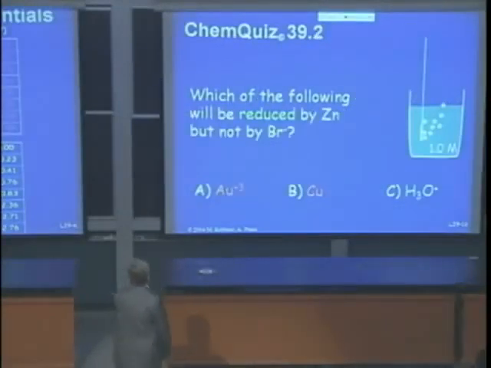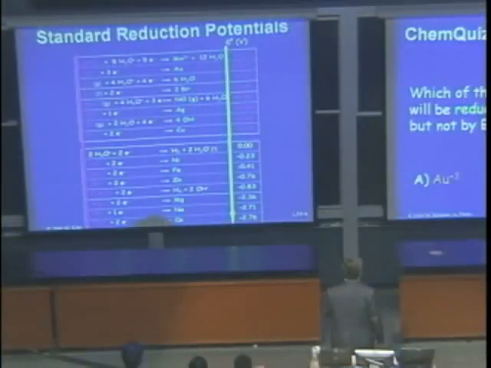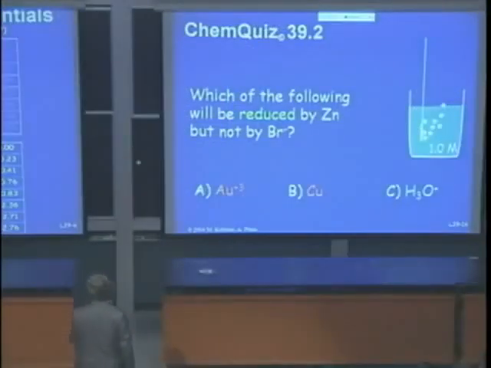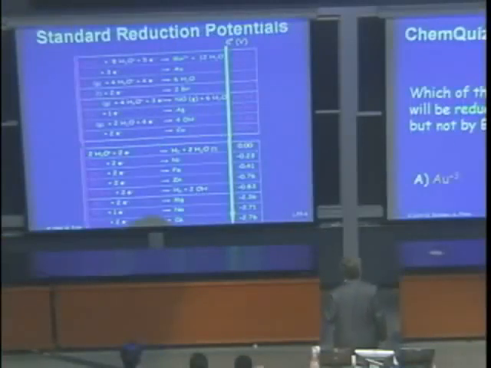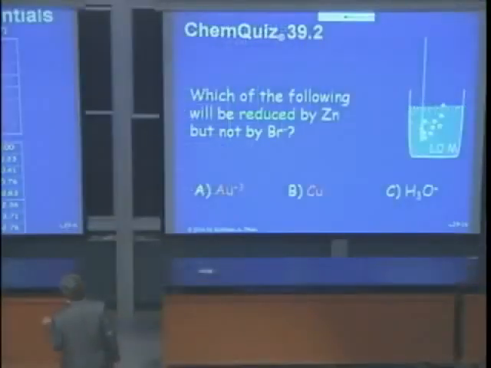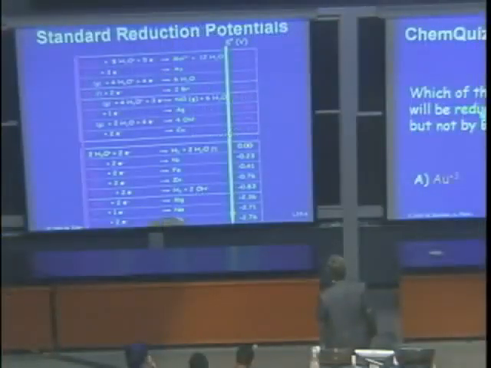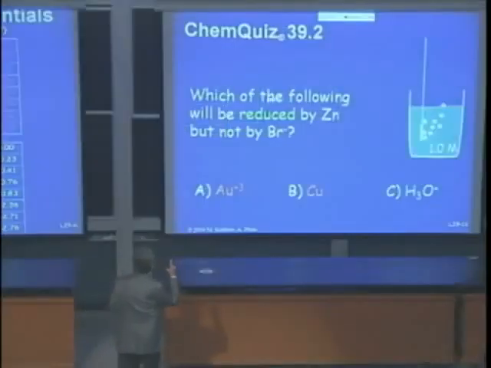Now do another one. Which of the following will be reduced by zinc but not by bromine? So we have gold, copper again, and H3O plus. And then we have zinc. There's our bromine here, with bromide, and then we have zinc metal, which would be also here. So I'm asking you, which of the following will be reduced by zinc?